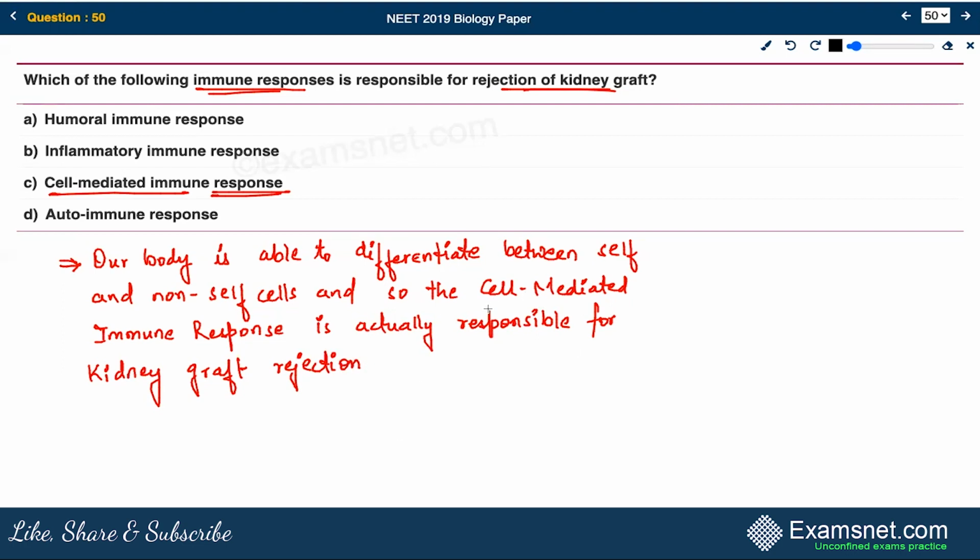So what will be the correct answer? The correct answer will be option C. Because humoral immune response is related with blood, inflammatory immune response is related with inflammatory reactions taking place in the body because of allergic reactions, and autoimmune response is different. So that's why option C is the correct answer.